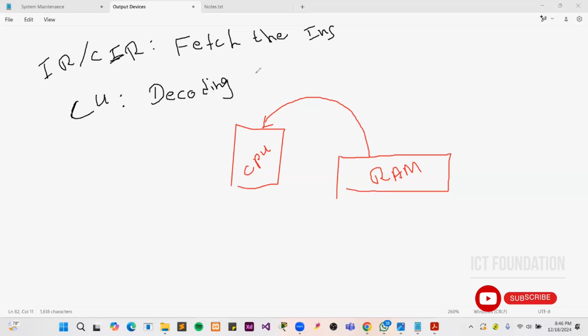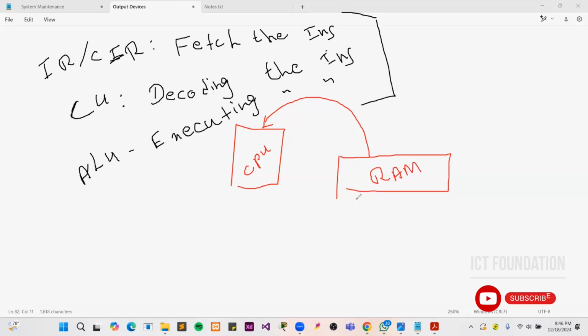So first, fetch the instruction will happen within the IR or CIR. Then the CU is the responsible part for decoding the instruction. Then the ALU will execute the instruction. The ALU is the part responsible for the arithmetic and logical operations. So these three activities are the major activities within the CPU: fetch the instruction, decode the instruction, and execute the instruction.